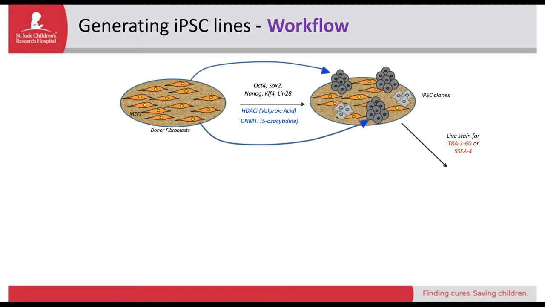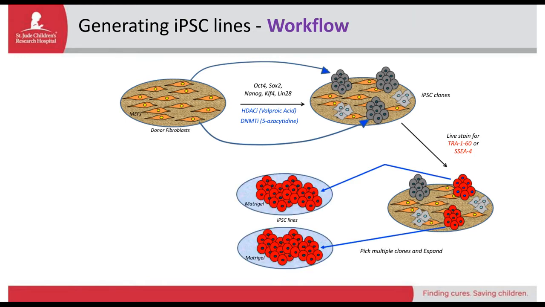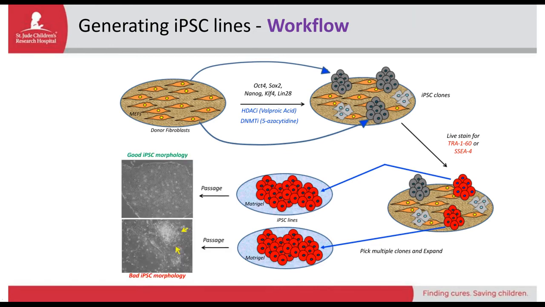Now, this dish can be live stained for pluripotency markers like TRA-1-60 and SSEA4. The clones that stain positive, we would then pick and expand. But this time we would expand them on a feeder-free surface comprising a mix of different extracellular matrix proteins, and the most commonly used substrate is Matrigel. Once these clones are expanded, we know that they express pluripotency markers, but oftentimes the clones may not be able to sustain their pluripotency, so they need to be passaged a few more times to ensure that they're able to sustain it.